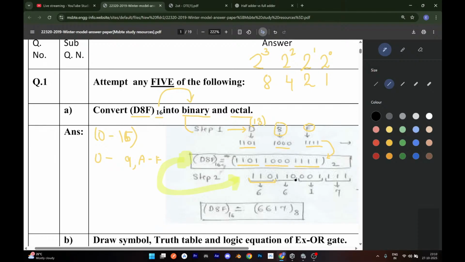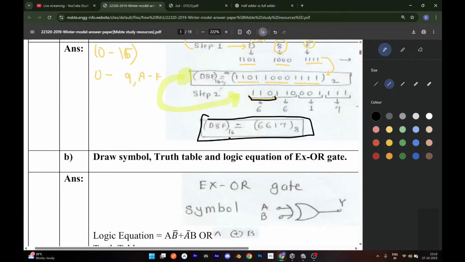Okay, after dividing them, we are writing the code which we are getting, like 110. If we see 110, it is giving 6. Same, 111, which is giving 7. So we have written this number and this is our octal number. I think this is clear to everyone.